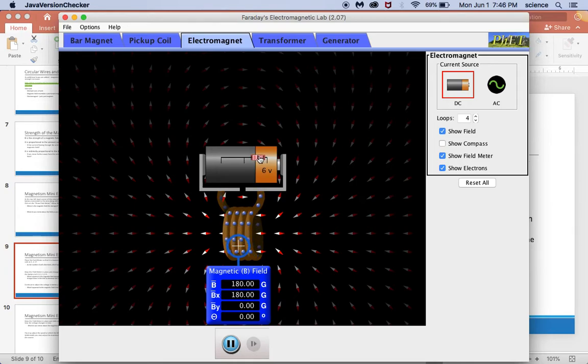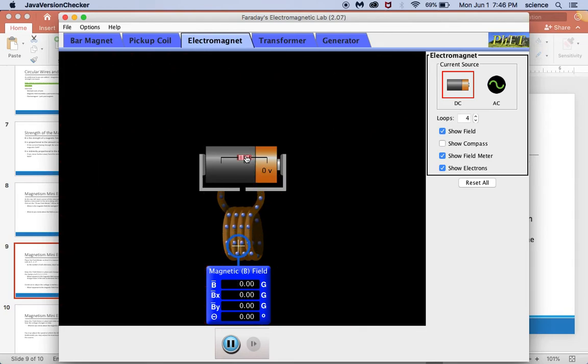I'm going to move it to 6. They're slowing down even more, so less current. Magnetic field is even smaller. Changing it to 4. Magnetic field is even smaller. Electrons are moving slower. 2. So electrons are hardly moving at all. The magnetic field strength is decreasing. And when the voltage is 0, there's no current in the circuit. If there's no current, then there's no magnetic field.